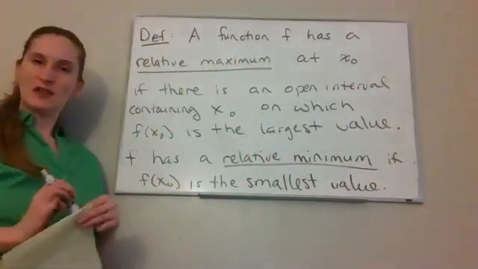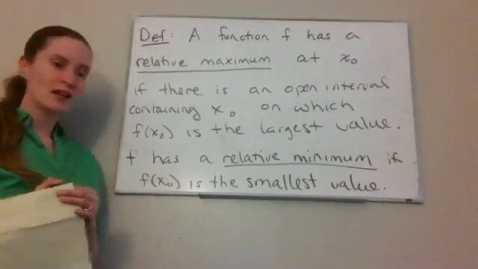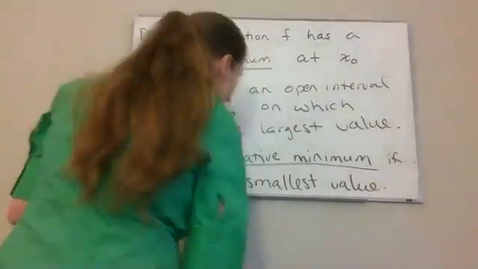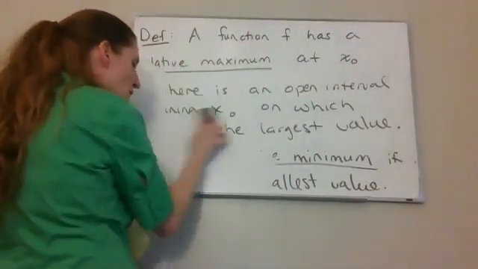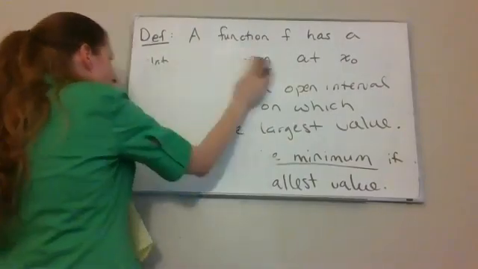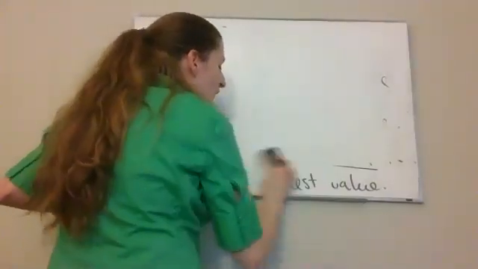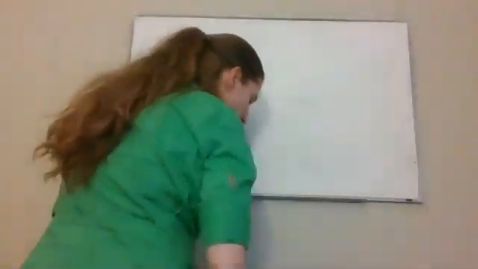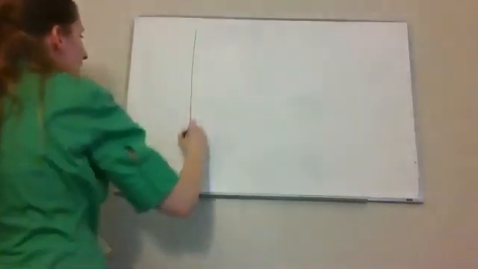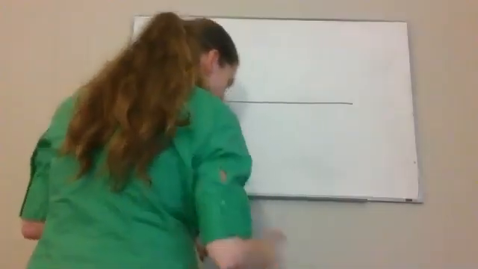So these definitions here, I feel, are a little unnecessarily wordy. What this is saying is that you have a relative maximum if it's the tallest point, just looking at points near it. And it's a relative minimum if it's the shortest point among all the points near it. It makes more sense when you see a graph. So let me just graph some random function here to show you what I mean.